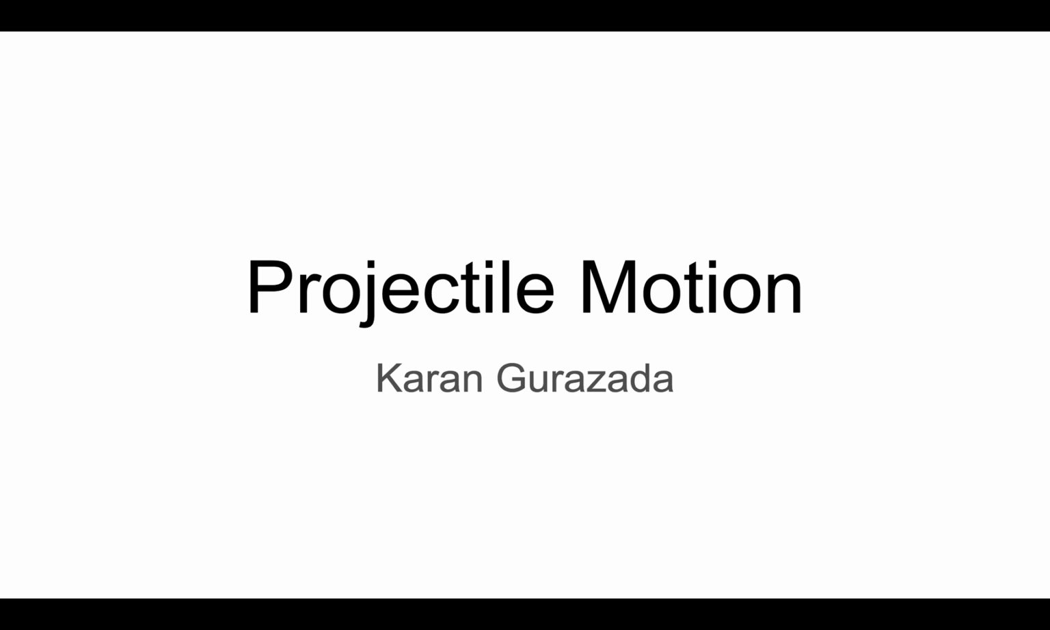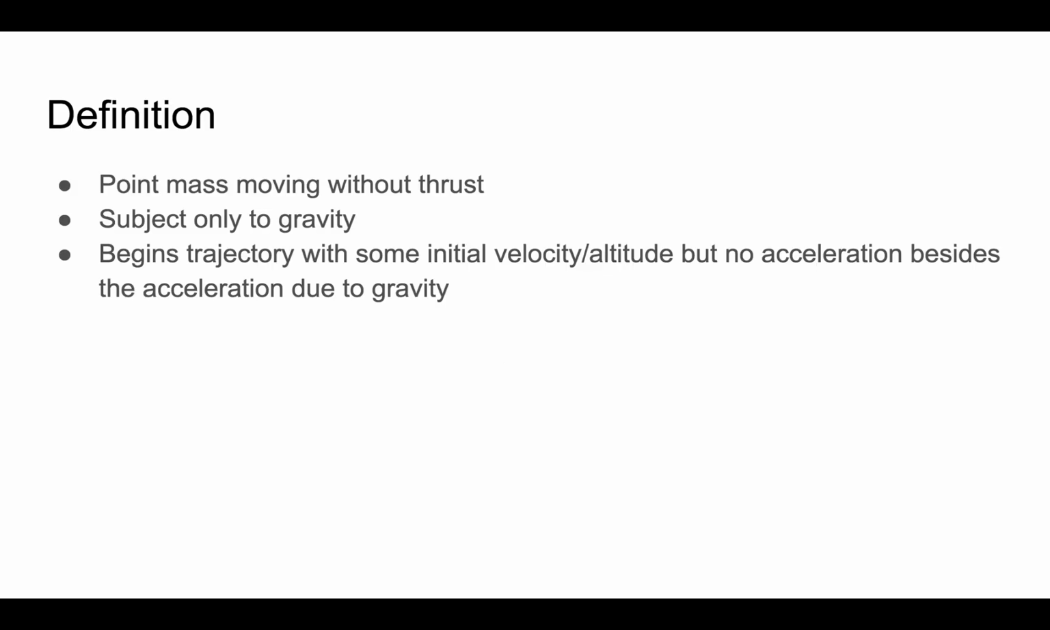Today we will be discussing projectile motion. So projectile motion is when we have a body that is moving without thrust and without drag and without lift, and it's only under the influence of gravity. So what happens is that it starts off with some initial velocity, either in the y direction or in the x direction or in both, and it flies for a while until it hits the ground again.